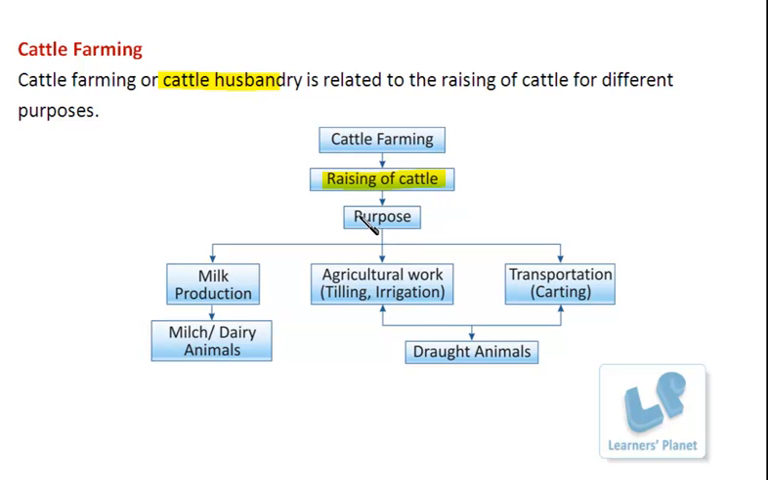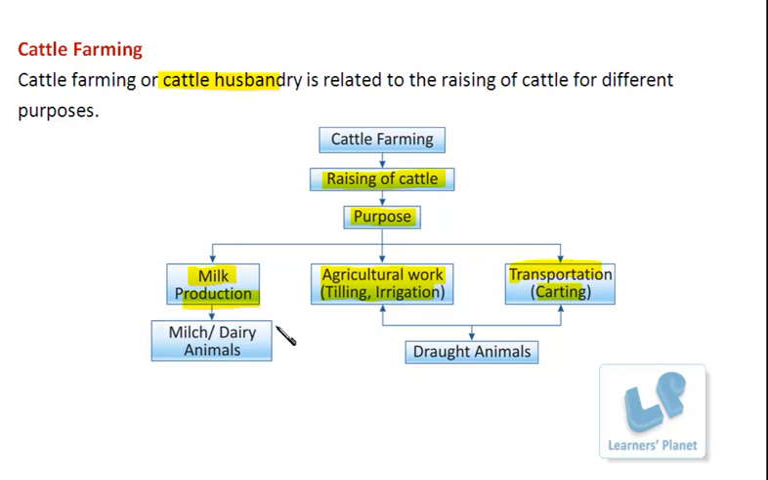Right. So now the point is, what is the purpose behind raising the cattle? That must be very clear to you. Number one, it is done for milk production. Besides this, it is done for agricultural work like tilling and irrigation in the fields, isn't it? Then comes transportation. It is also used for transportation, like carting. Camel carts, horse carts, bullock carts, and different animals are used for the transportation purpose.